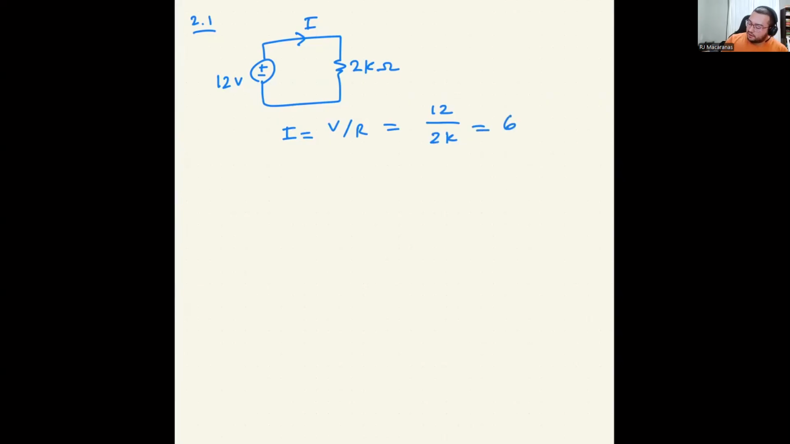And so this ends up being 6 milliamps. Whenever I have K in the denominator, that just brings up an M in the numerator, because K is 10 to the third, and M is 10 to the minus 3. So if I have a K in the denominator, it's pretty trivial that that just becomes an M in the numerator there. So that's the first example, pretty easy.